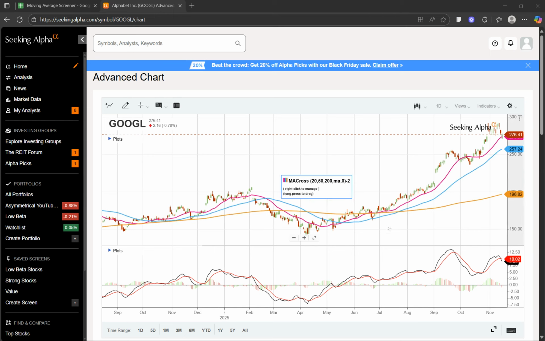The next stock is going to be Google. You can see we're in a strong uptrend here. We closed above our 20-day. Our MACD did break down.